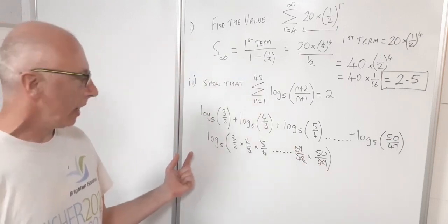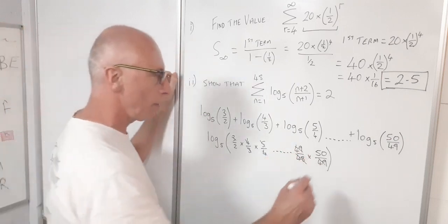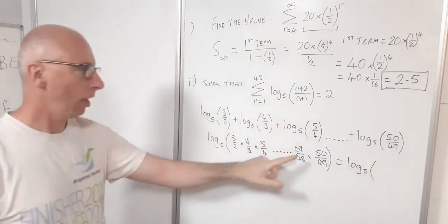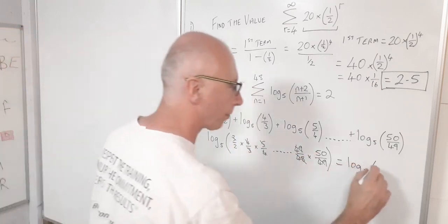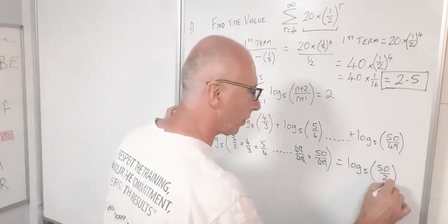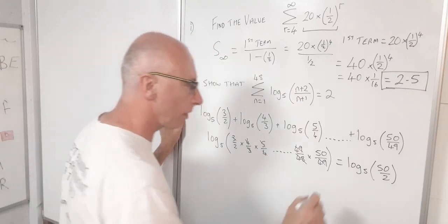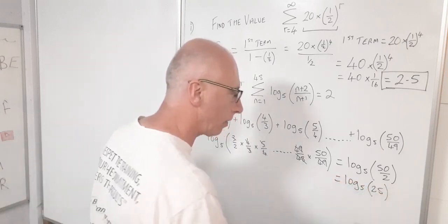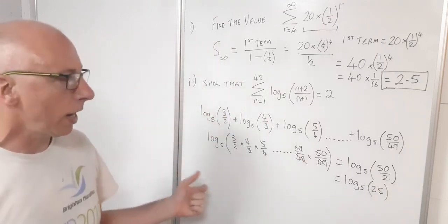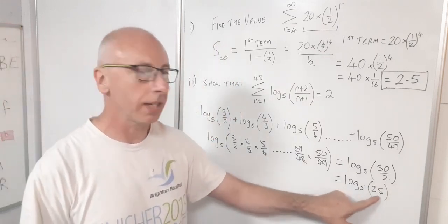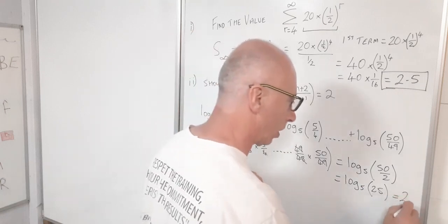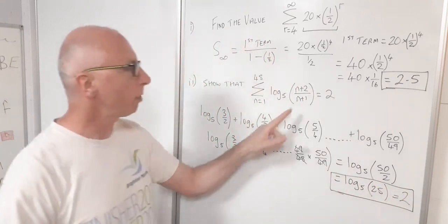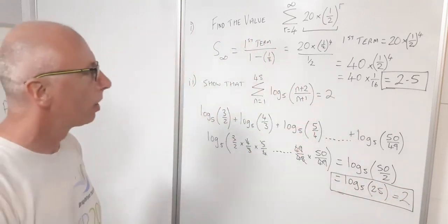Okay, so now with all that cancellation, all I'm left with is log base 5 of 50 over 2. Now 50 over 2 we know is 25. So now I've got log base 5 of 25. Now 5 squared is 25, so then that equals 2. And that is exactly what we wanted. So we proved that that would equal 2.